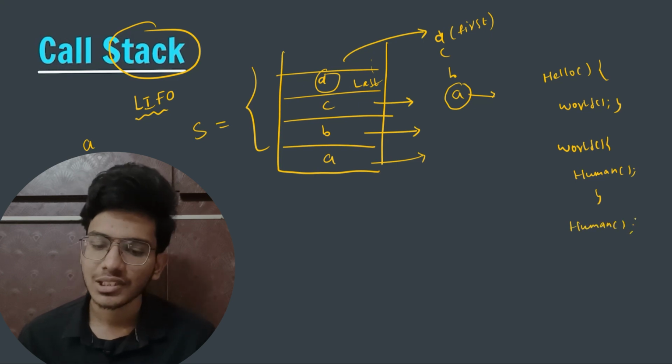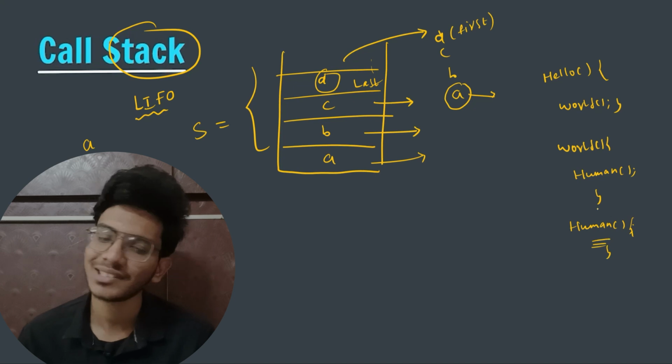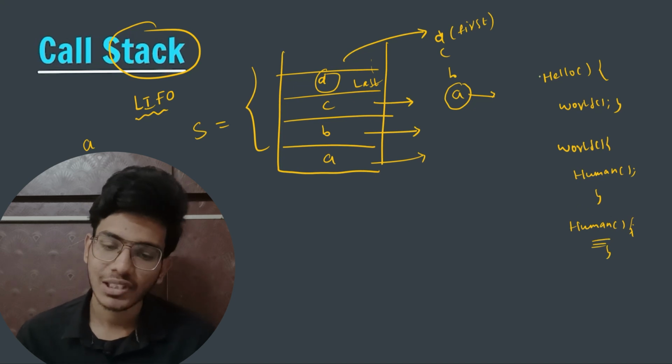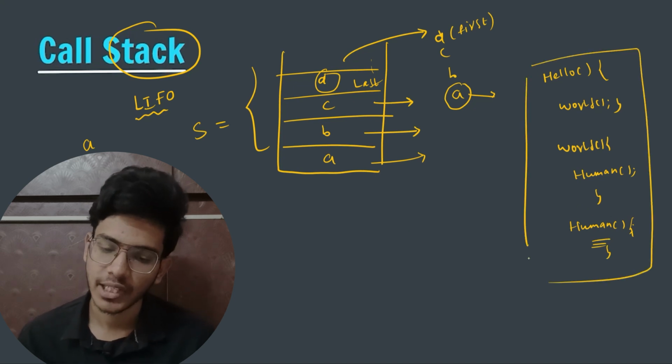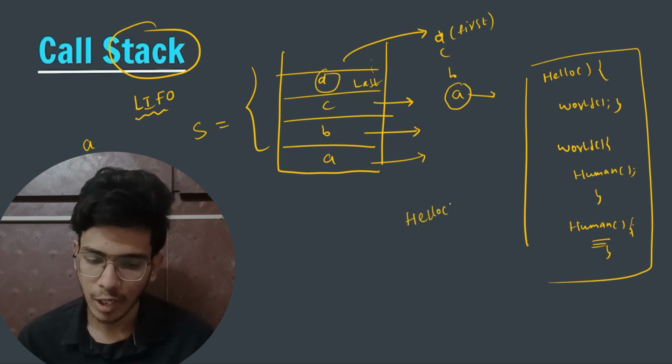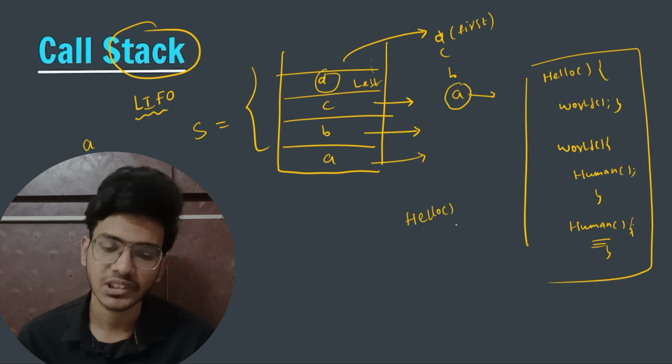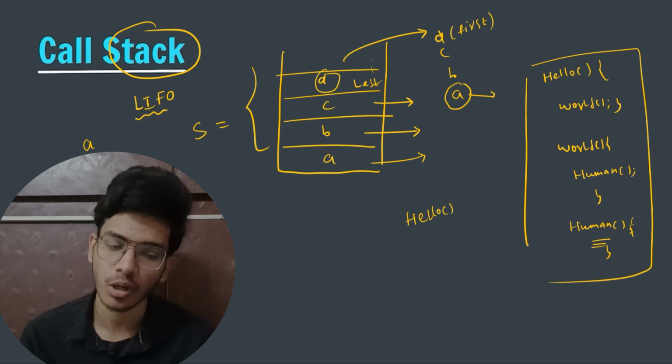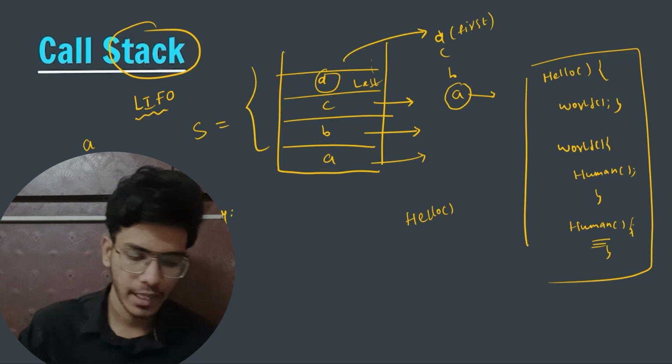Now this is my human function. I'm having some lines inside my human function. Now this is my index.js file, and in the index.js file I am calling first of all my hello function. Now what happens is that the initial control, you need to observe one thing, let me show you.